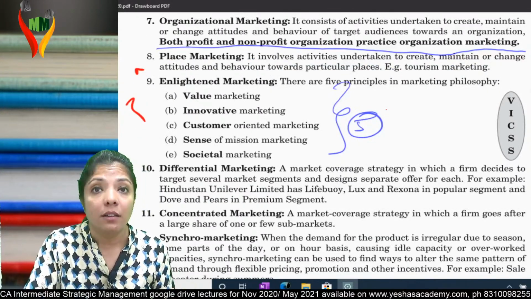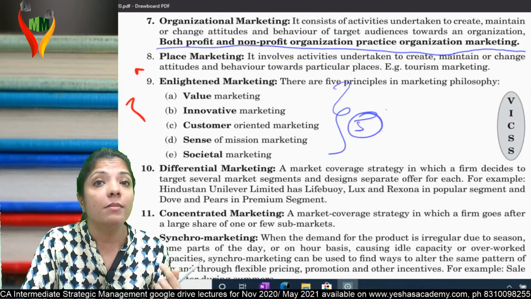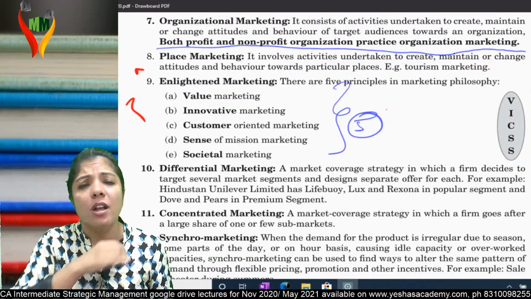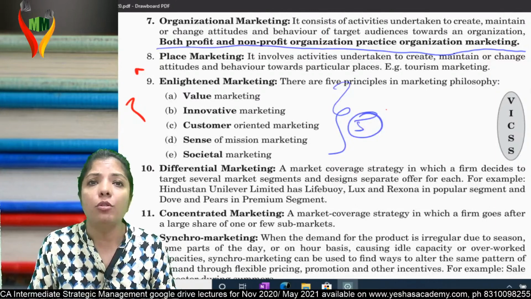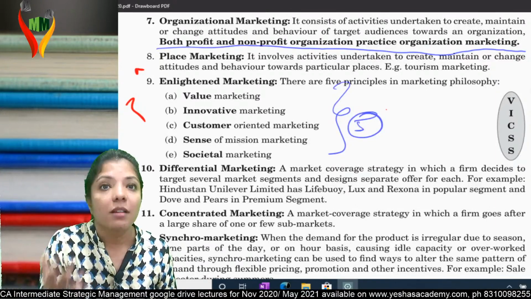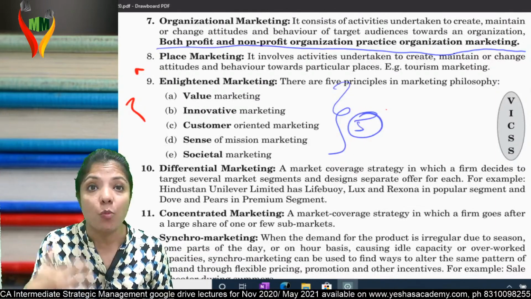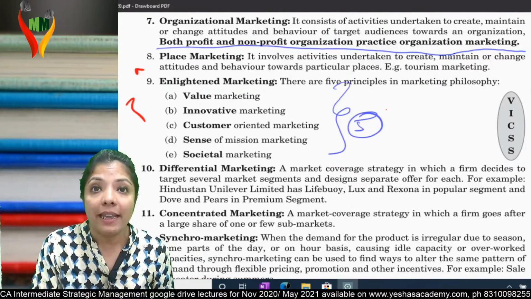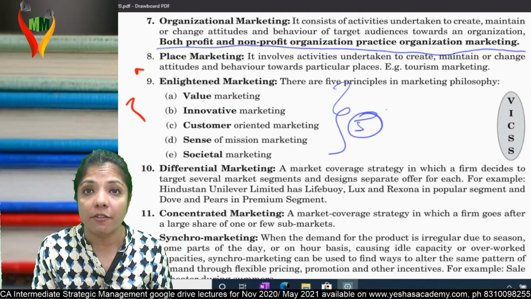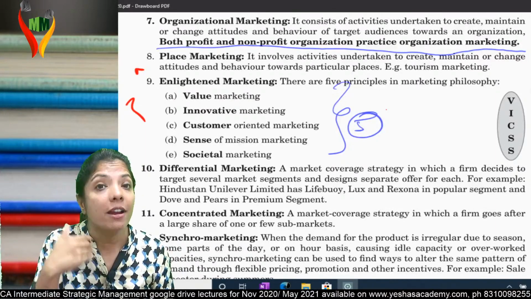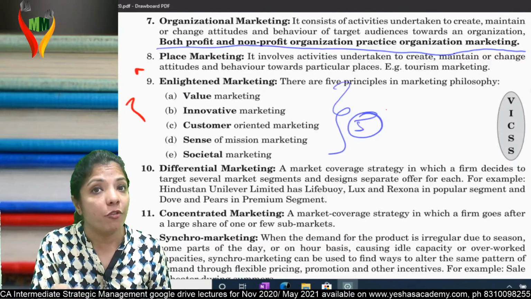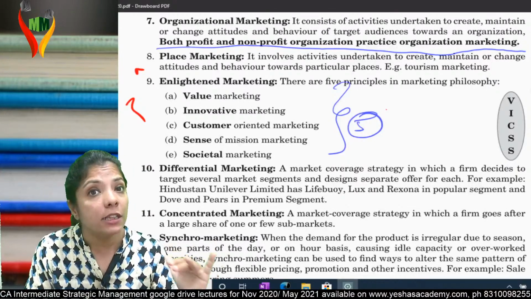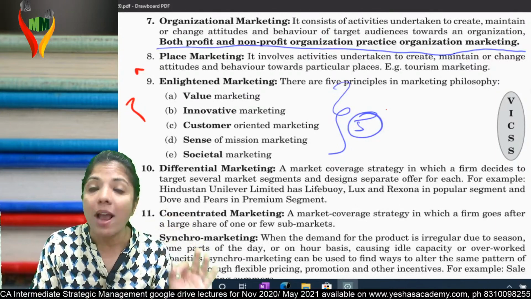Third, customer oriented marketing. Customer oriented marketing means while marketing your product, keep the customer in mind. At times, the whole ad gets over and you don't even come to know what the ad is about. The customer himself is not able to recognize what the ad is about. Keep the customer in mind while marketing the product. Am I clear? Then fourth, sense of mission marketing. When you market yourself, and when you market a product, ensure that you are able to achieve your mission. And last is societal marketing. Societal marketing means understand that you are responsible towards society. So keep that in mind while marketing a product.